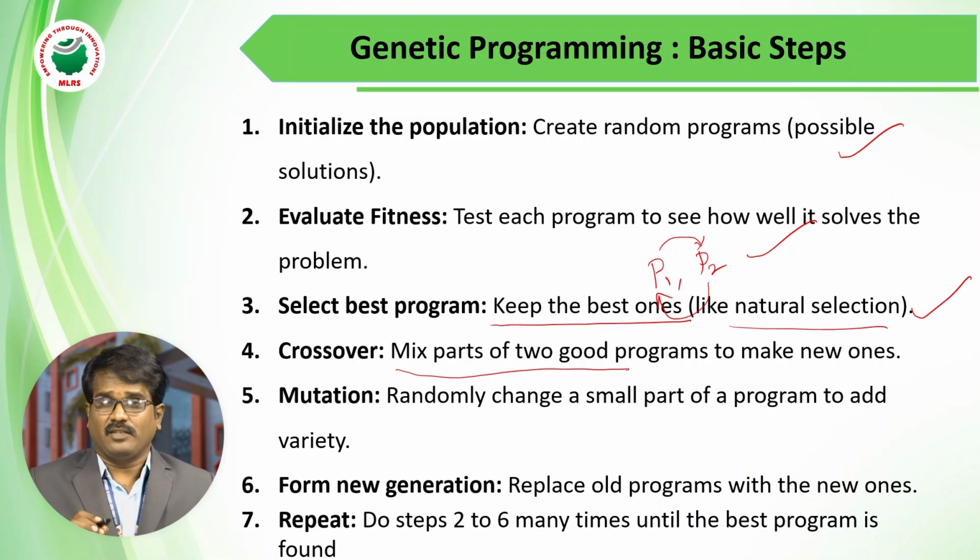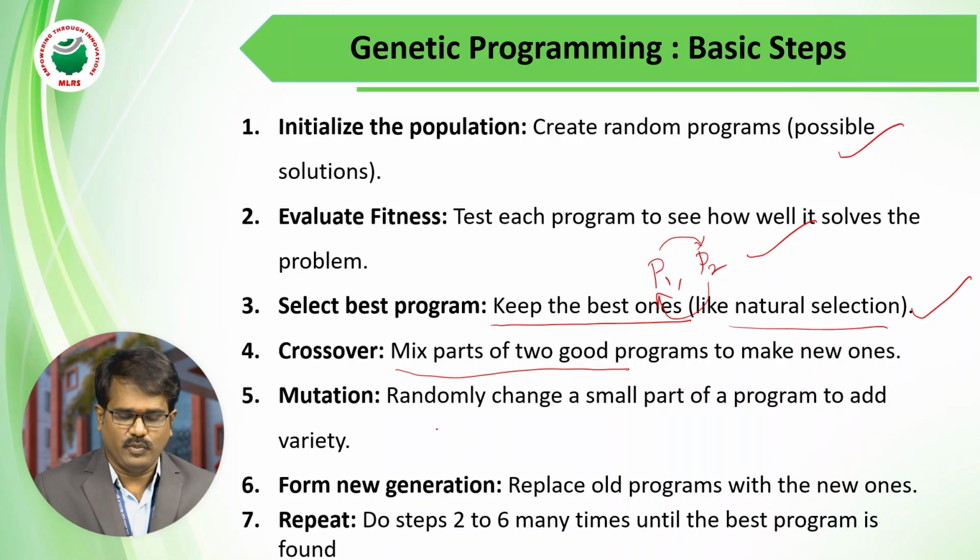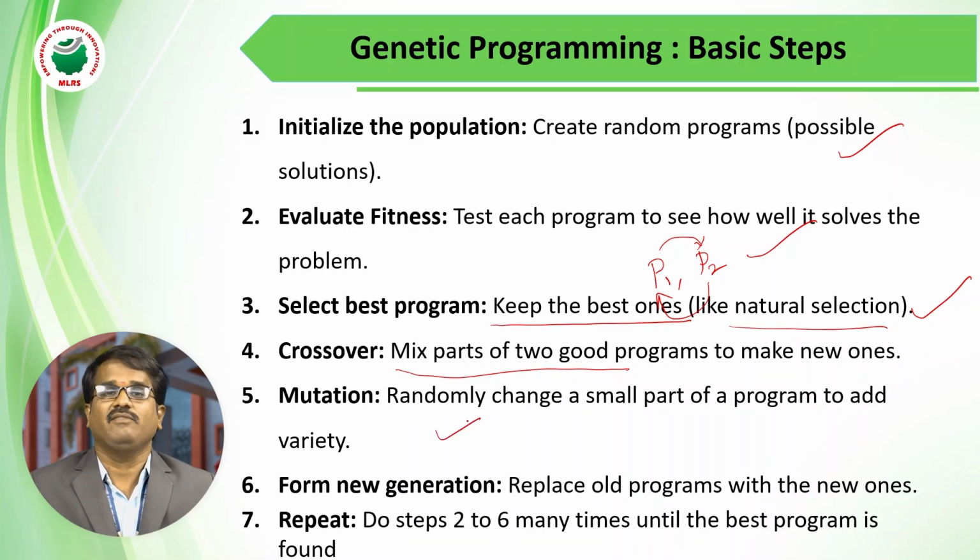We know that crossover means mixing the programs. Mutation means we change a small part of the program, or swap a small part of the program. That is the mutation. Why do we need mutation? To get variety in the programs. We can find a number of varieties when we exchange the code inside the program. That's why we use the mutation process.